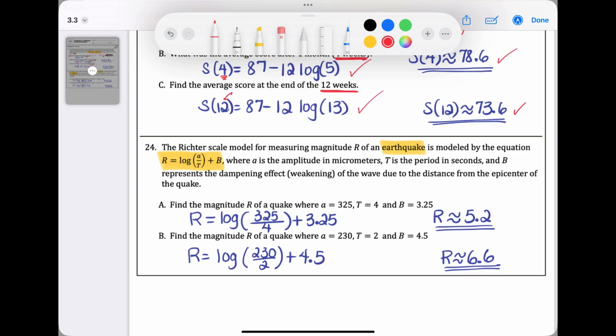Now, make sure, kind of like on your ACT, when you have 1 minute to do those questions, you got to make sure of location. What does my A stand for? What does my T stand for? What does my B stand for? And plug it in the right location. And yes, indeed, with your fancy calculator, you got the answer.